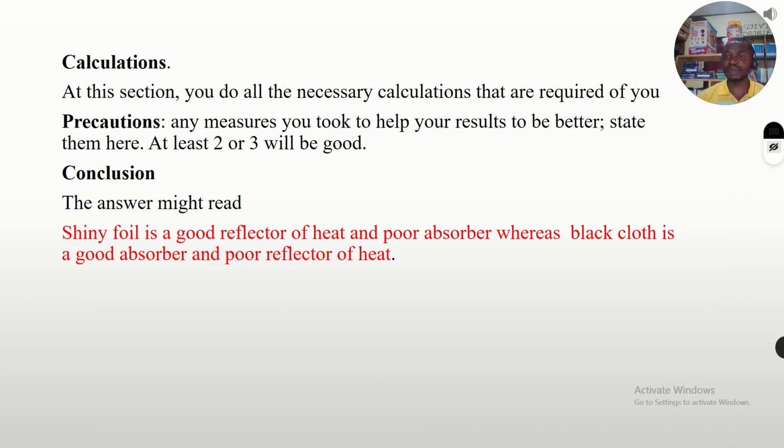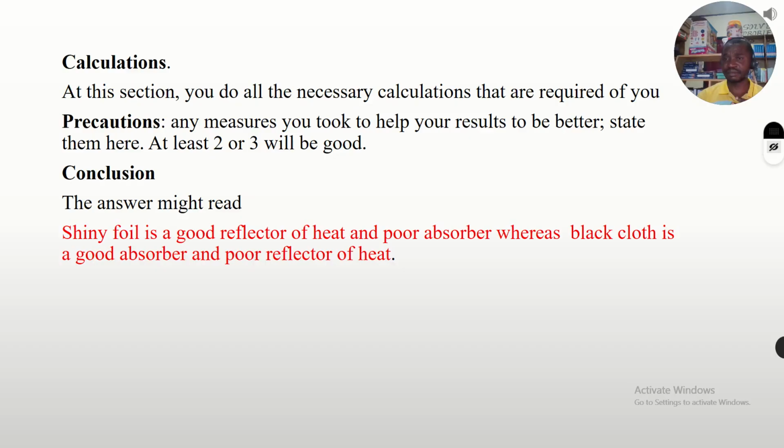Or if they ask you to determine the power of a lens, you say, from the experiment, the power of the convex lens was this. If they asked you to determine the current or the voltage of a certain resistor or a battery, you say that from the experiment the voltage was this. That's all. That's about your conclusion. So conclusion is very short, straight to the point, and you don't need to write much, and it always carries 1 mark.